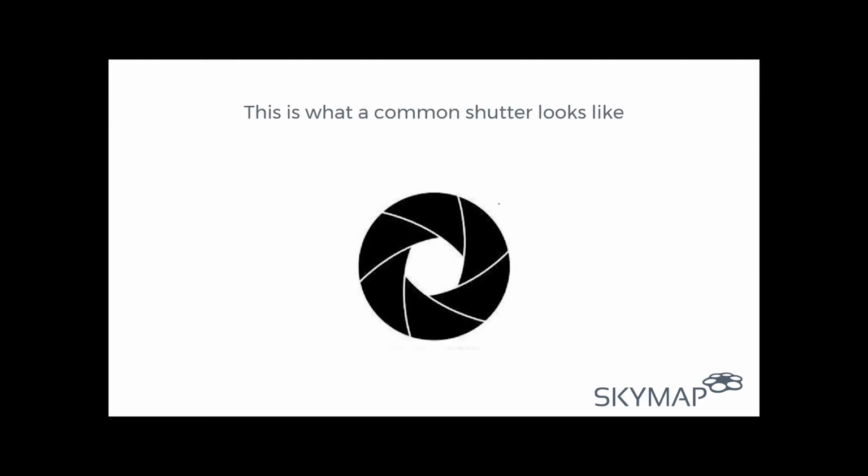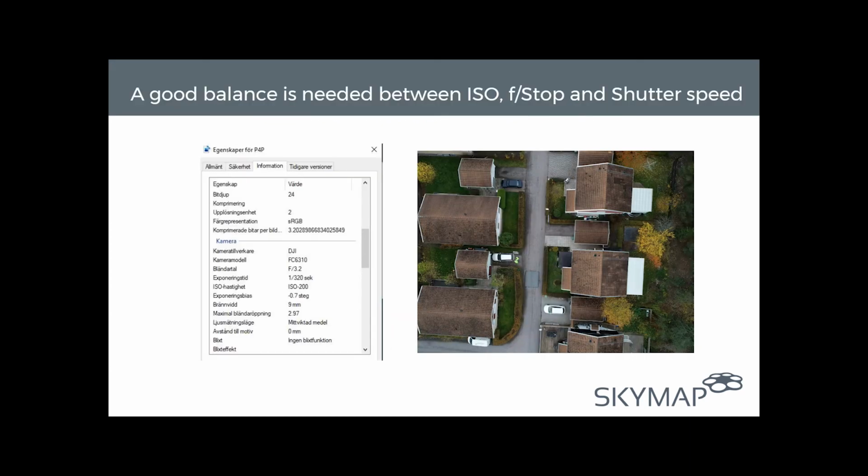This is just a graphic depiction of what a common shutter looks like. A good balance is needed between the ISO, f-stop, and shutter speed. In this picture, you can see there's good definition, it is slightly underexposed, and this will give very good data for 3D mapping.